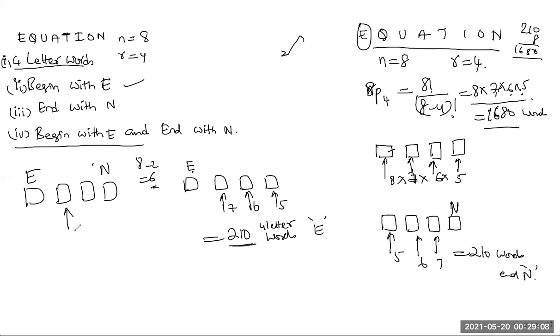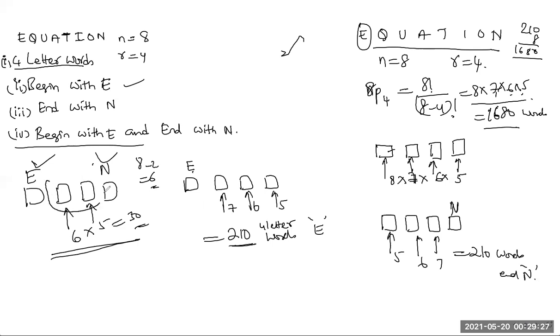So 6 elements are remaining. We can fill this one in 6 ways and this one in 5 ways. So 6 5s are 30. There will be 30 unique 4-letter words which start with E and end with N. So this is how we can normally calculate, or you can use a formula.